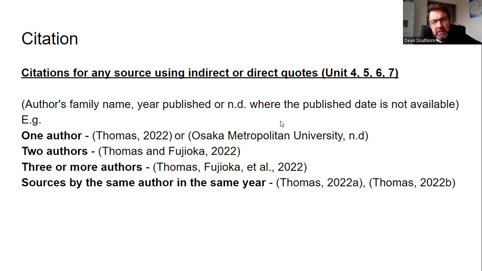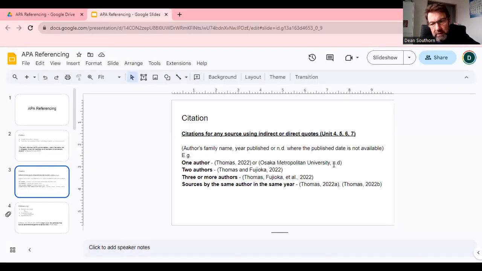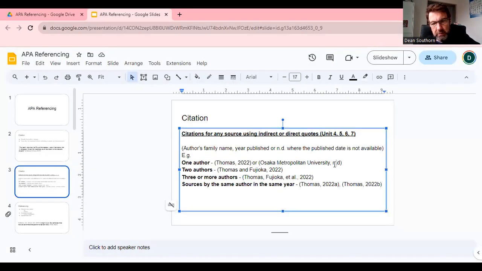If we have a year, again, we might put the year in here, for example, if it was 2022, we would put that. And importantly, if we don't have the year, we put N.D. and that stands for no date.